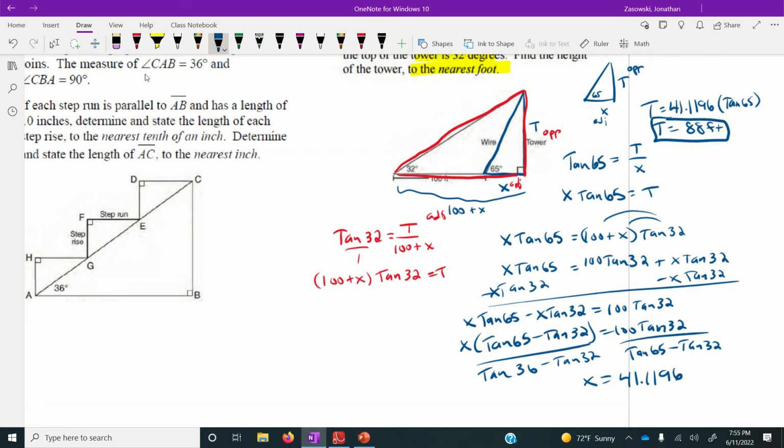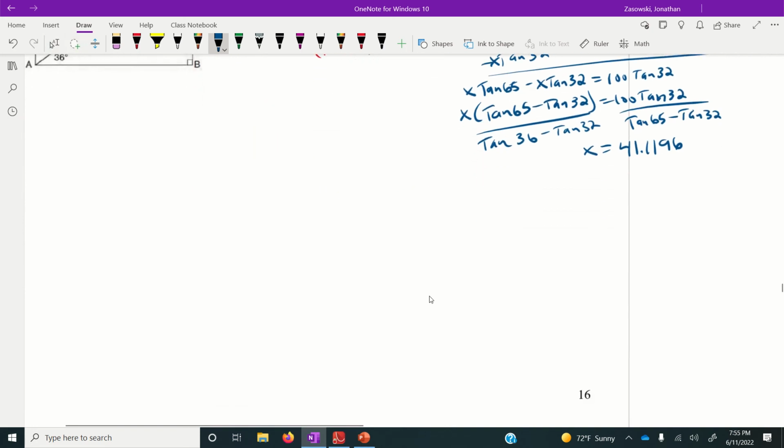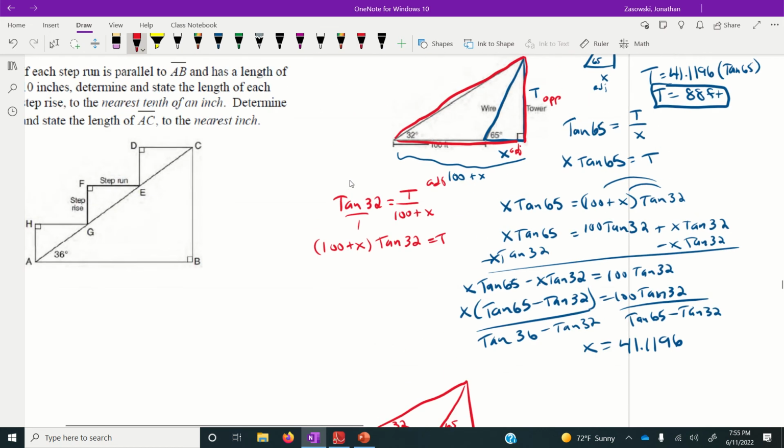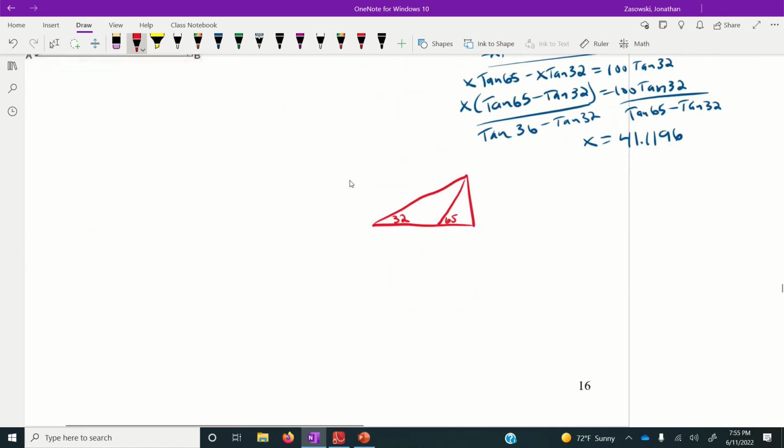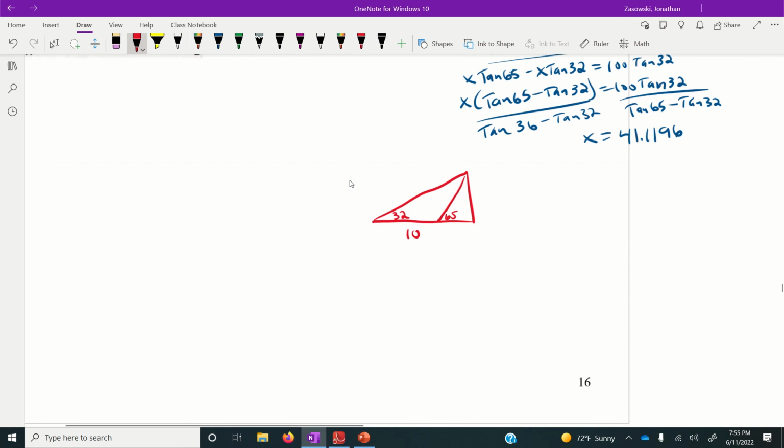Okay, now let's go do it a different way. So we have another tool at our disposal called the law of sines. All right, and we went over this in the beginning of the year. Now we know that we have a triangle drawn here with angles of 65 and 32. All right. We have a side here of 100. And we want to know the height of the tower here.